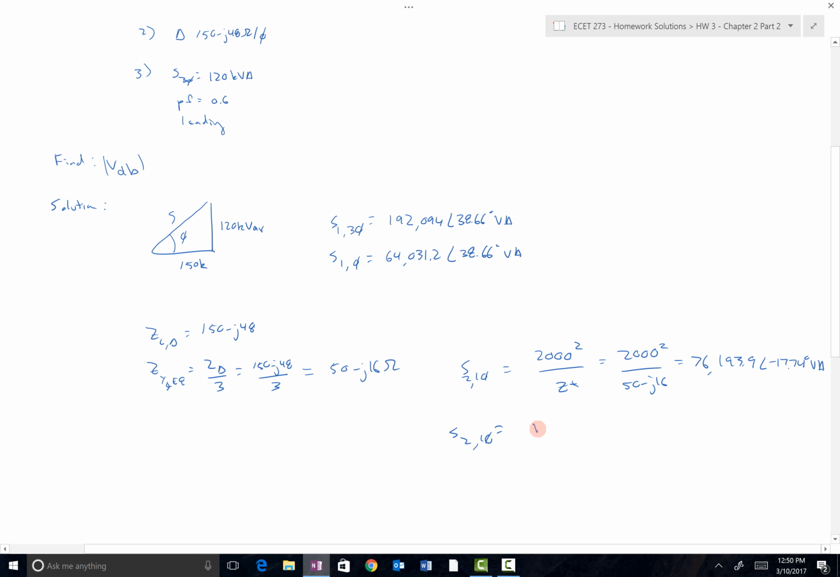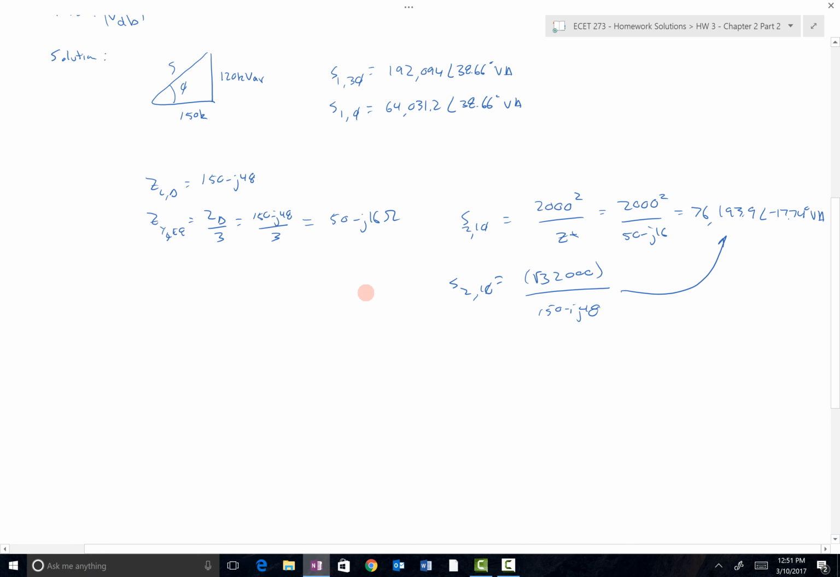If I had wanted to go the other direction, I could have found S2 one phase is going to be equal to root 3 times 2000. That converts that phase voltage over to a line voltage. And then I would have divided that by 150 plus J48, the complex conjugate of the delta impedance. It'll give me the same number there. So you can go either way. We're just trying to get a power out of it. Just have to use the right voltage with the right impedance is really it. So that tackles the second load.